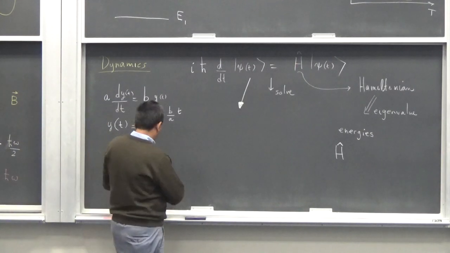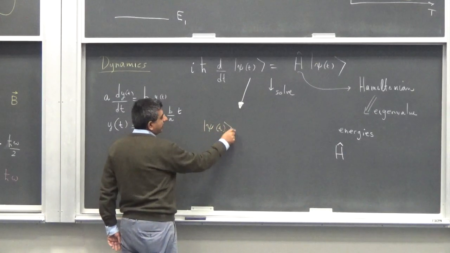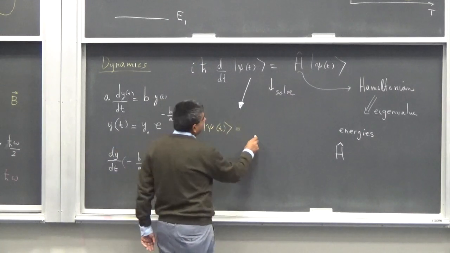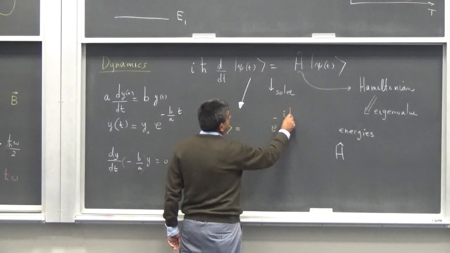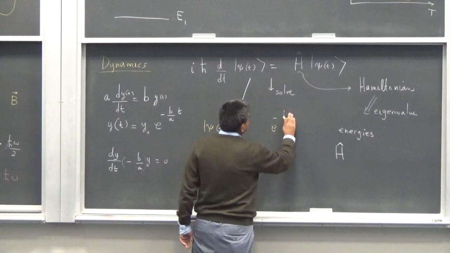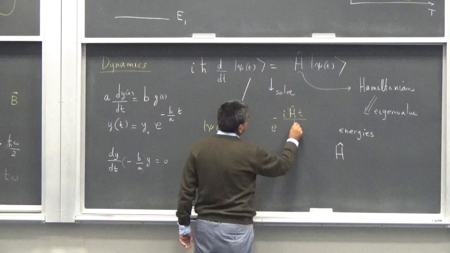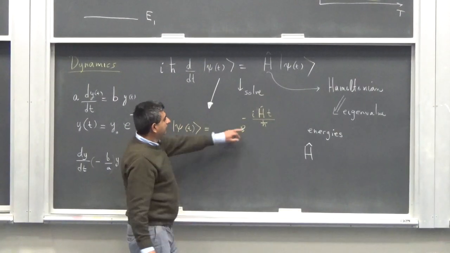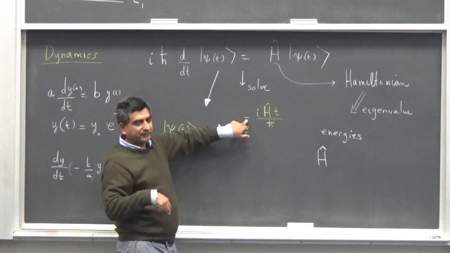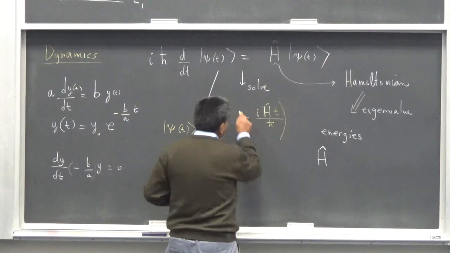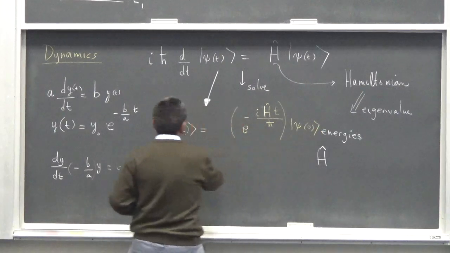Alright, so the solution would be the quantum state as a function of time will be equal to exponent minus iota Hamiltonian t over h bar. So this iota was really with a positive sign in the denominator. I moved it up, got a negative sign. This operator acting on the quantum state at time t equals 0.